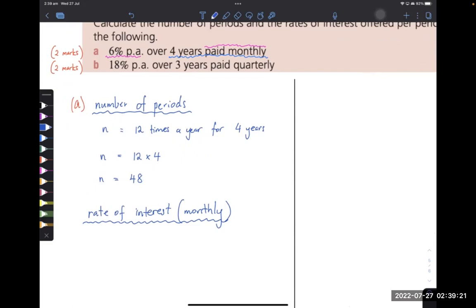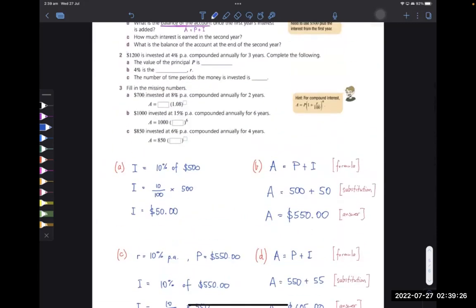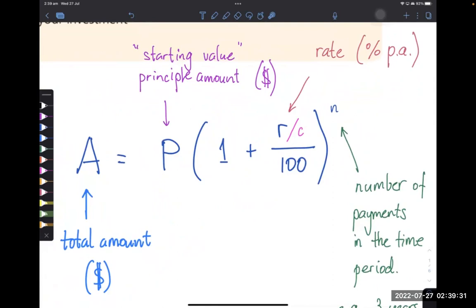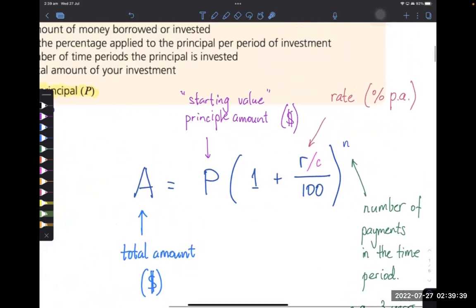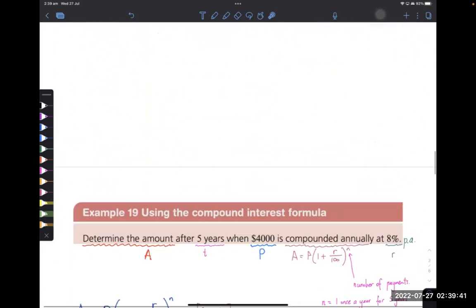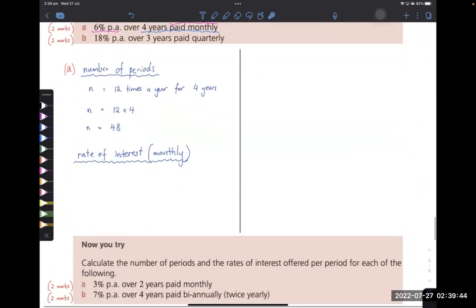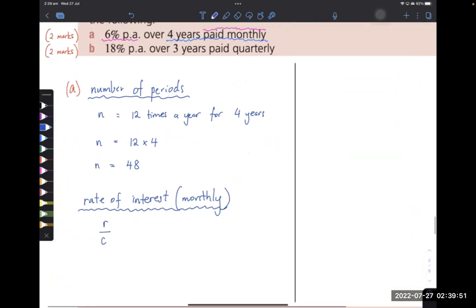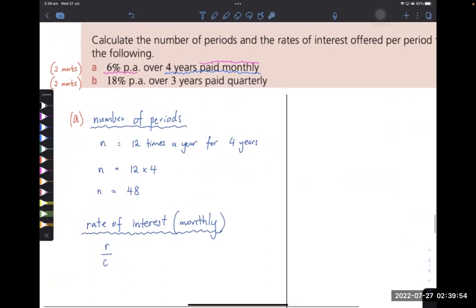Now, what this means is in our little section for our equation, you can see it's R over C. This is the part that we're calculating if we're trying to do that little section. So all we have to do is calculate R over C. Because what we're doing is we're taking 6% per annum. So that's 6% every year.